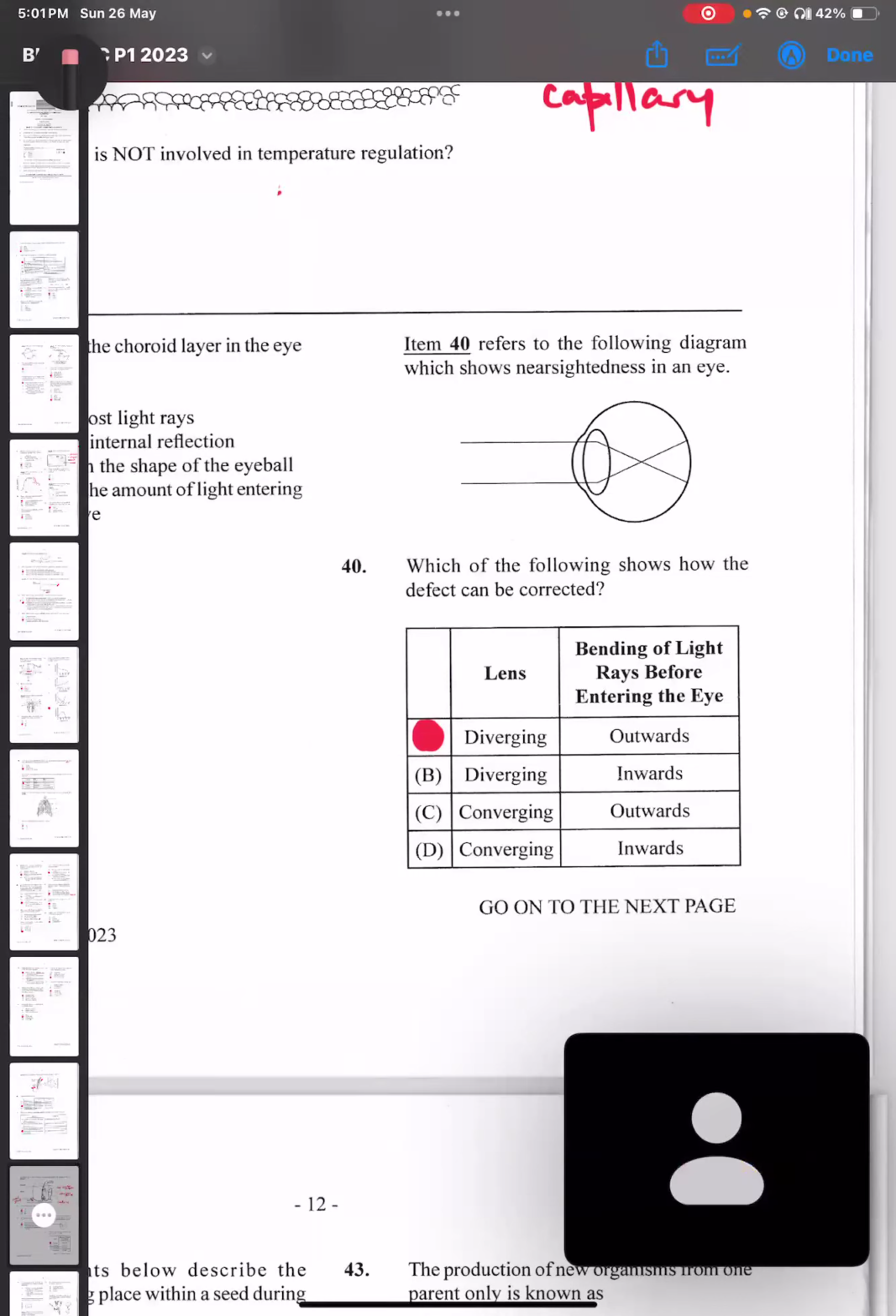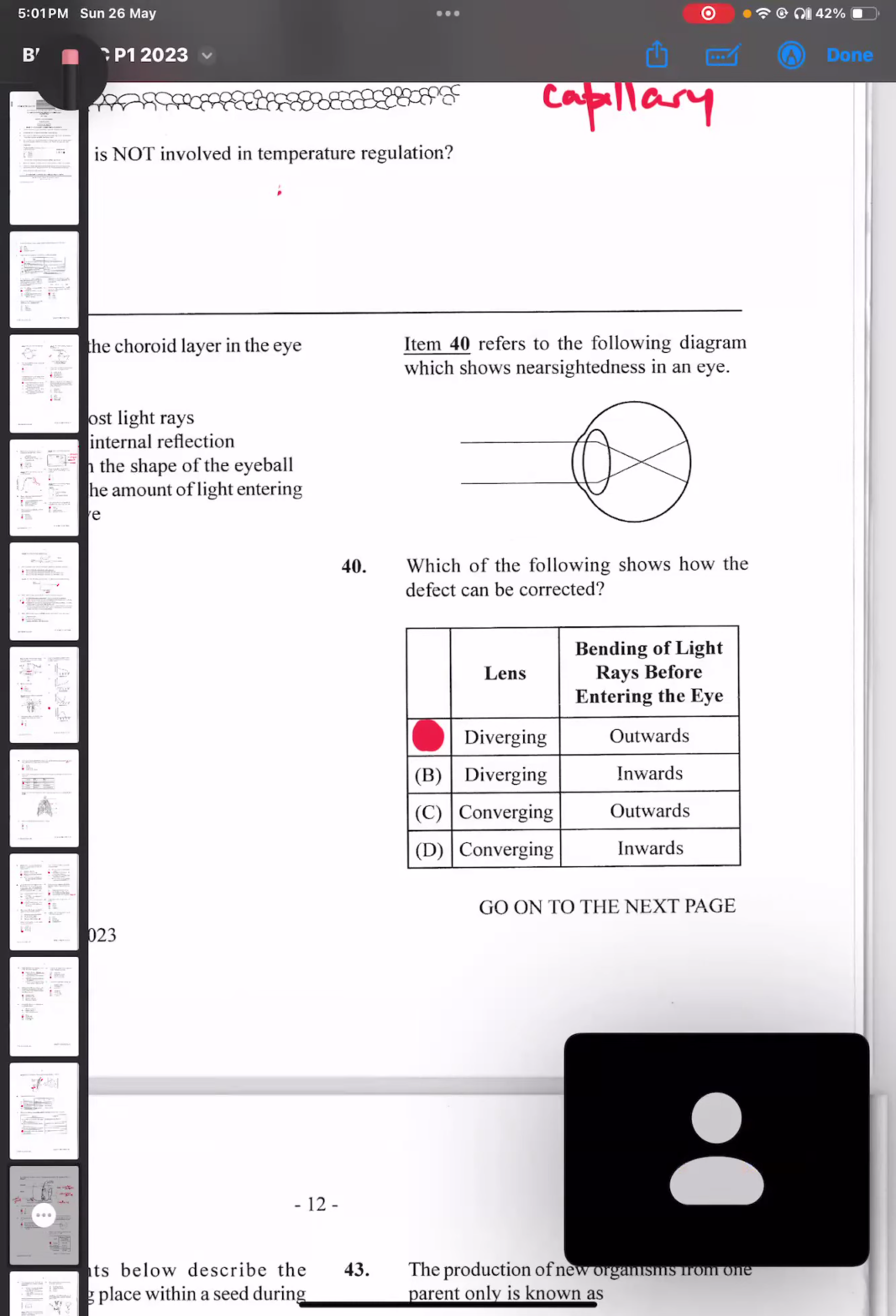Excuse me, Miss, I have a question. Yeah, go ahead. Okay, so if it was the opposite, like if item 40 refers to the following diagram, which shows farsightedness. So it would be converging inwards.